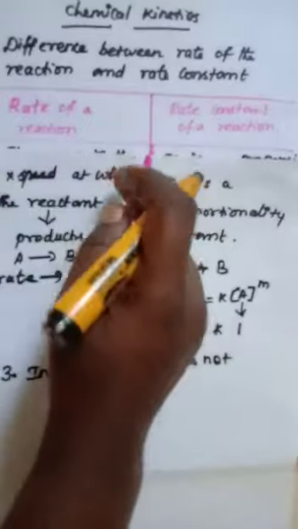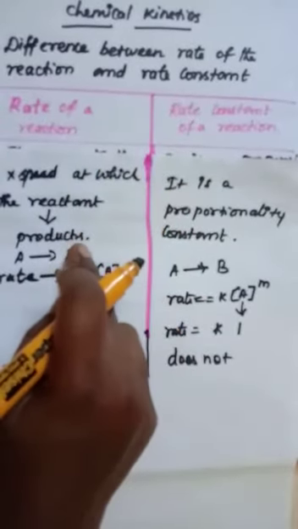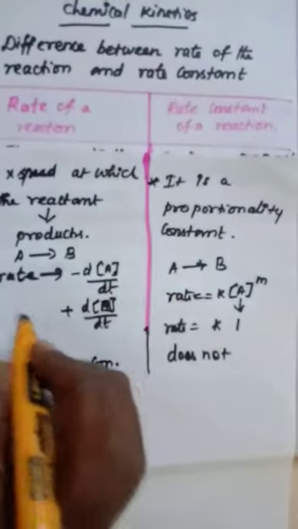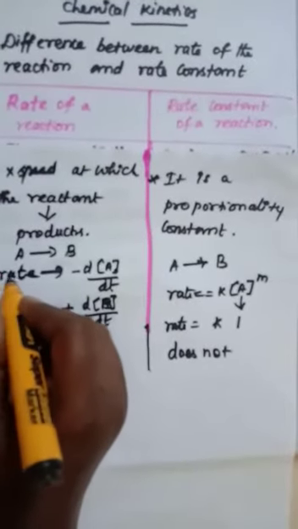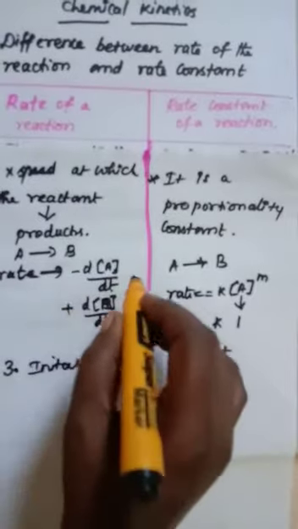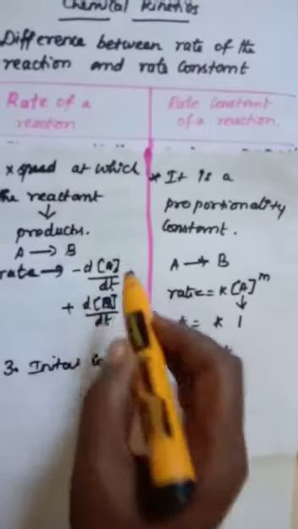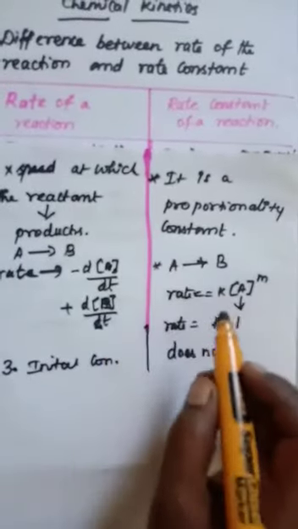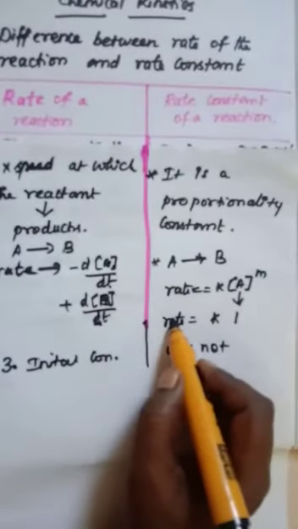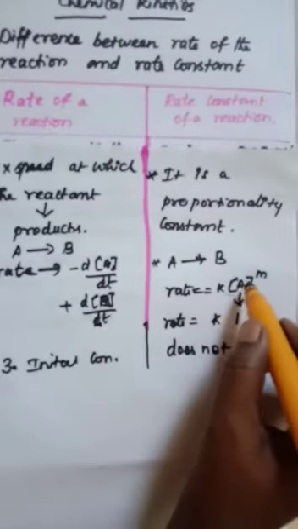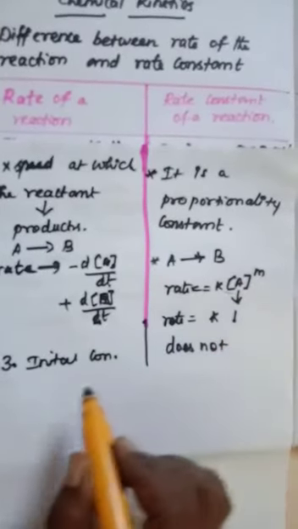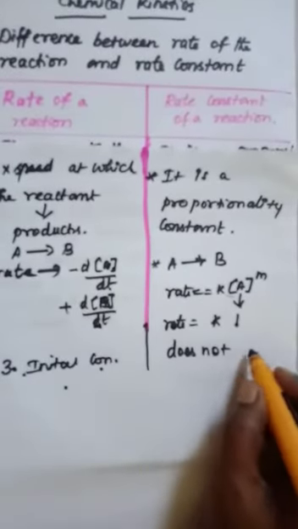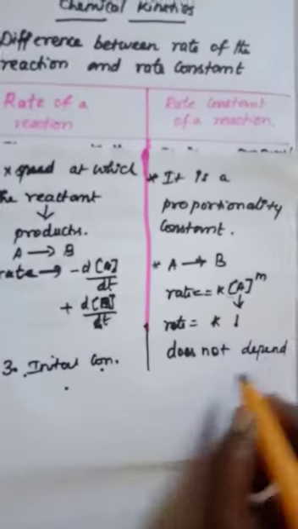First one is the speed at which the reactant is converted into product, and here it is the proportionality constant. Second one is the rate of the reaction is measured as decrease in the concentration of the reactant or increase in the concentration of the product. But here the rate constant is equal to the rate of the reaction when the concentration of the reactant is unity. The third one is that rate depends on the initial concentration, while the rate constant does not depend on the initial concentration.